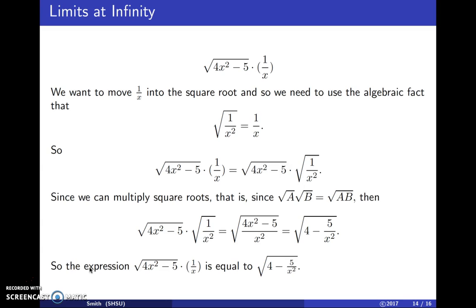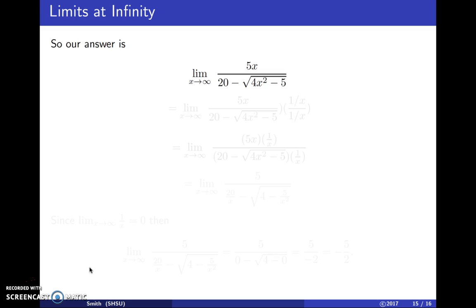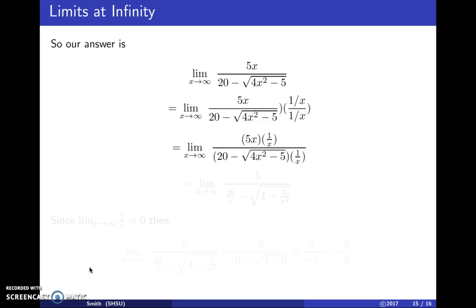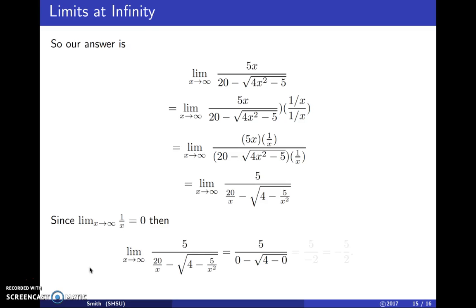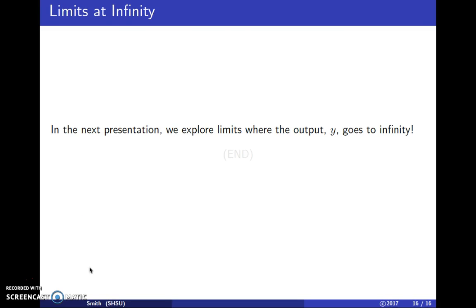This algebra step makes it easy to compute the limit now. Here's my limit, multiplied by 1 over x. Run the 1 over x through numerator and denominator. The numerator is just 5, and the denominator becomes this expression. As x goes to infinity, certain things will go to 0. 20 over x will go to 0. 5 over x squared will go to 0. So my limit becomes this. The things with x's in the denominator became 0. And then I simplify that: 5 over minus 2, or minus 5 halves. In the next presentation, we explore limits where the output, y, goes to infinity.